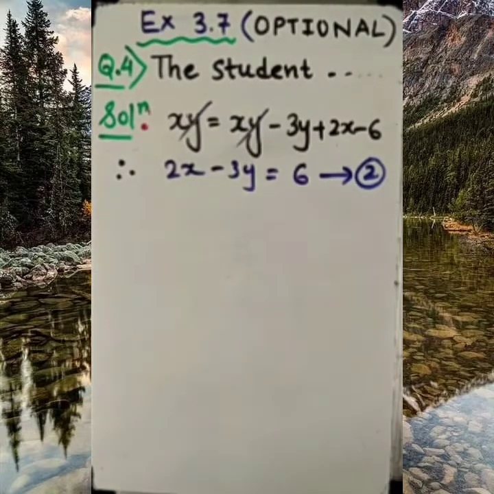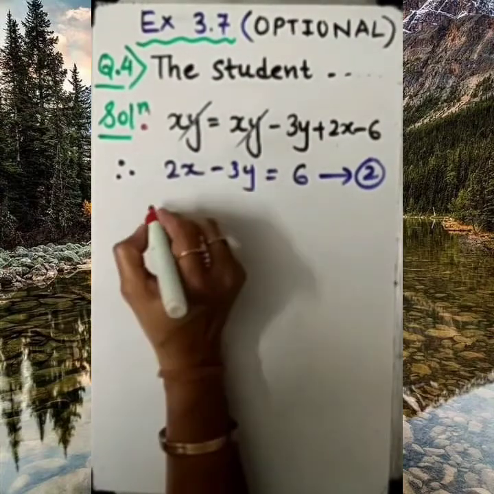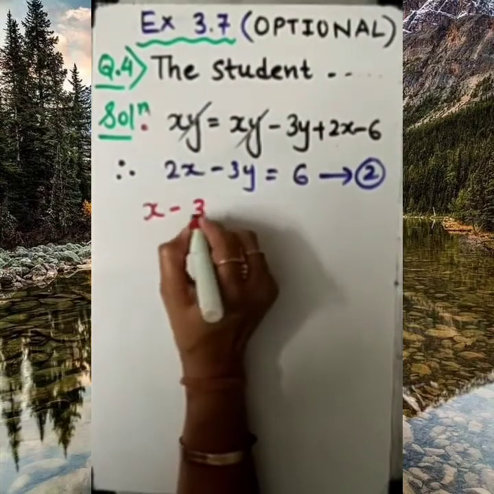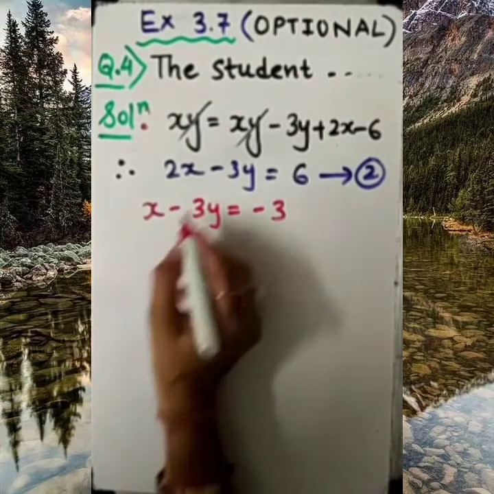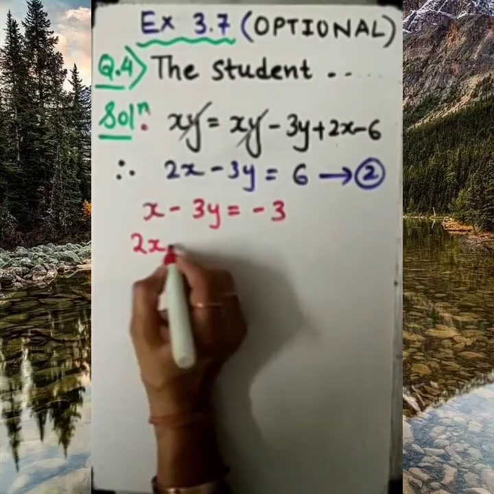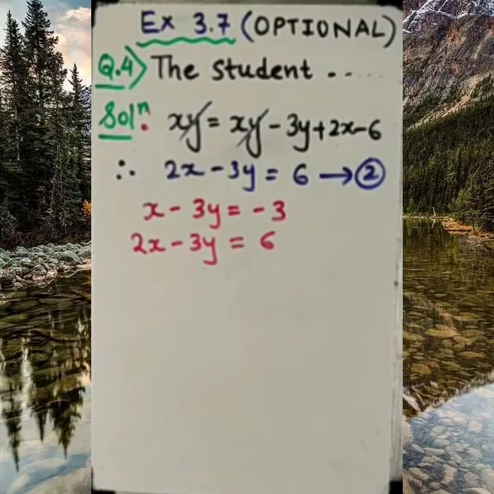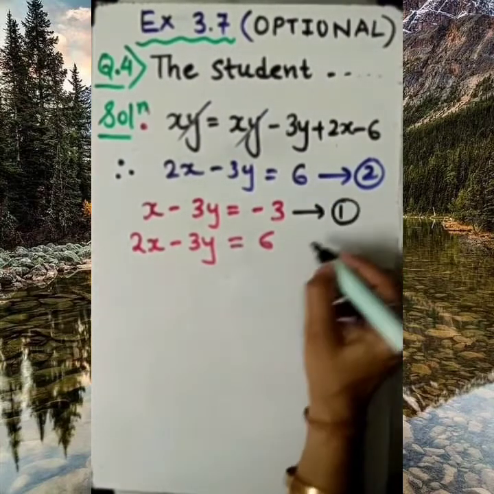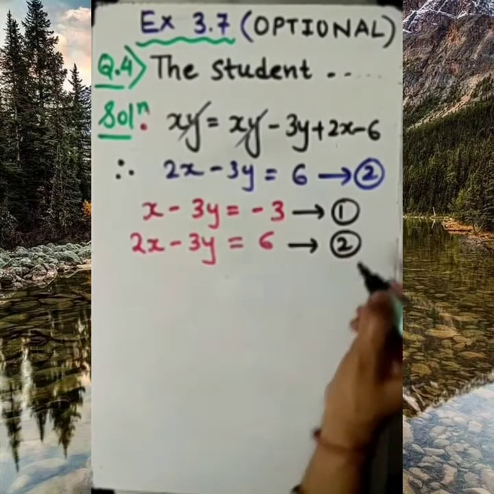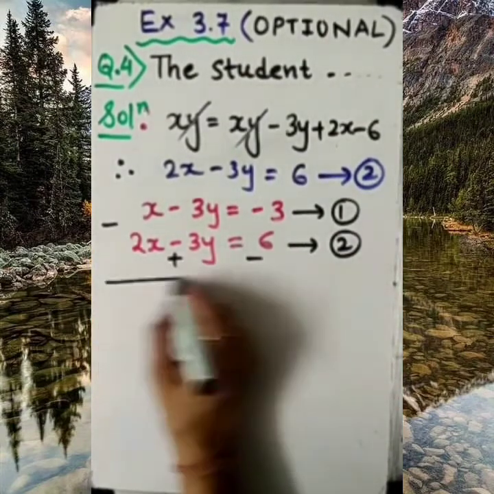Fine. So what are these two equations? Let's note them down and try to solve them. Our first equation was x minus 3y equal to minus 3. And our second equation is 2x minus 3y equal to 6. Fine. Now, what to do? How to simplify? Let's apply the elimination method. As you know, if we apply the elimination method, we need to subtract.